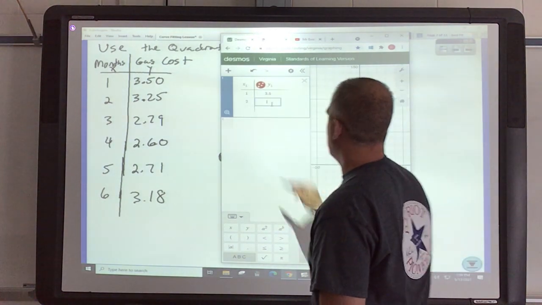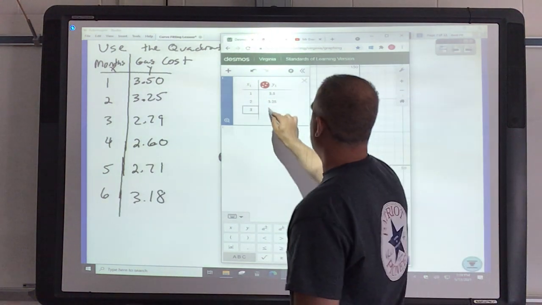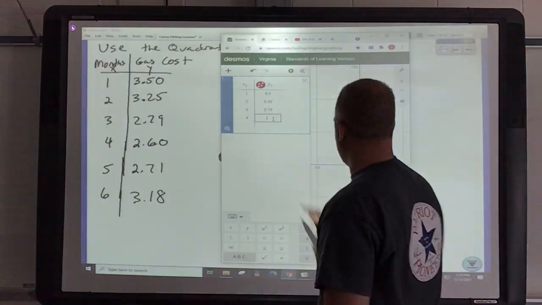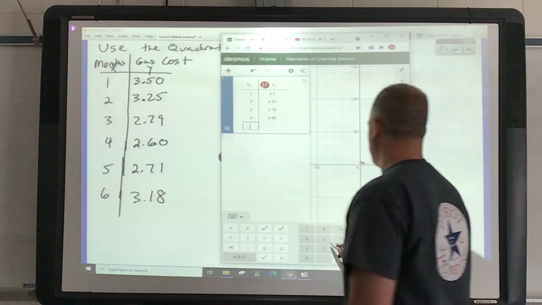Load that in there, 3.25, 279. Load that in there, 4 and 260. And then load that in there, 5 and 271.